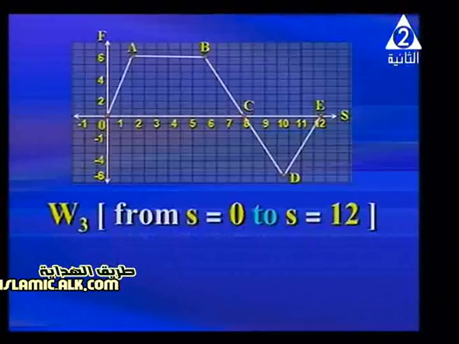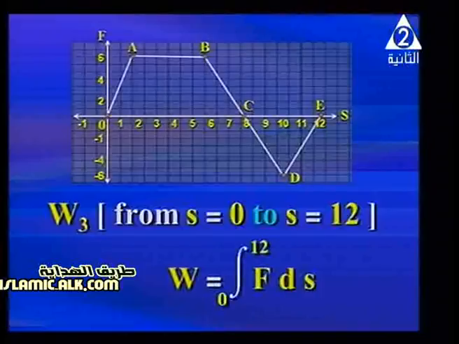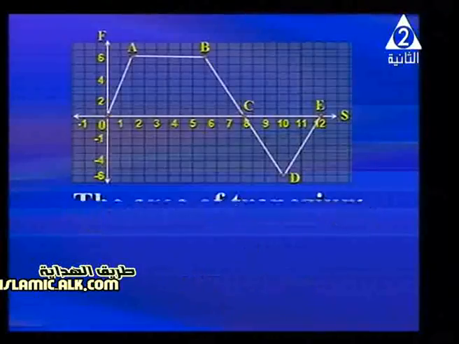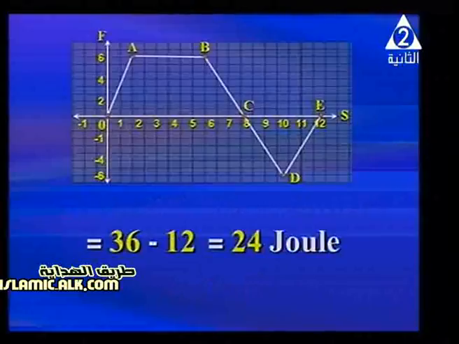Then the work done from S equals 0 to S equals 12 equals integration from 0 to 12 of F ds. What is the integration from 0? It equals the area of trapezium OABC plus the area of CDE. Then the area equals 36 minus 12 equals 24 joule.